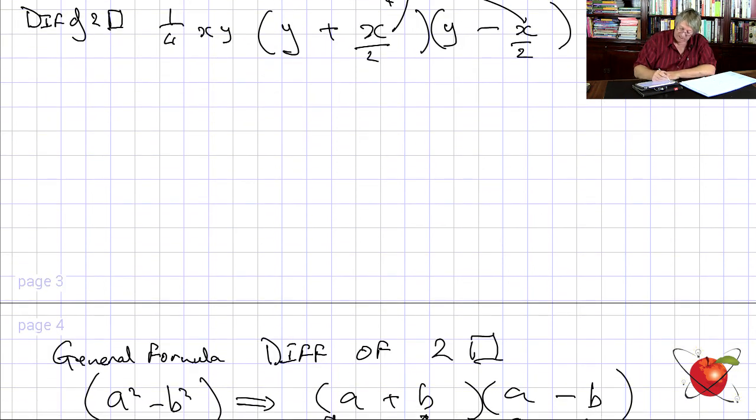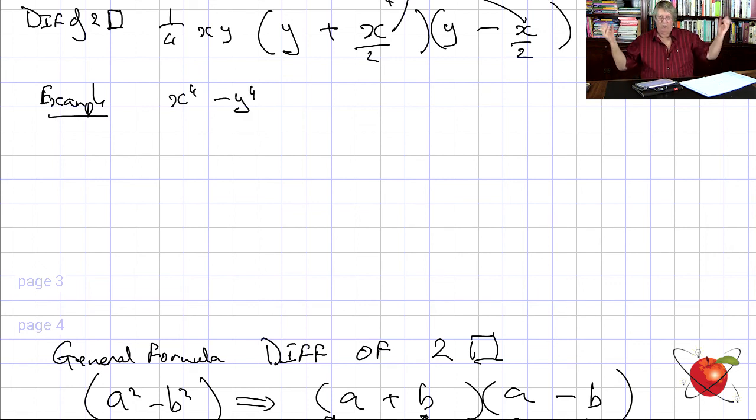X to the fourth minus y to the fourth. Whoa, what do I do here? I've never seen fourths before. Well, let me look. Highest common factor? Nuh-uh. There's not a number or a variable that can go, because there's no variable common to each term. So what do I do? I then say to myself, okay, that doesn't look like that. Difference of, well, it must be difference of two squares.